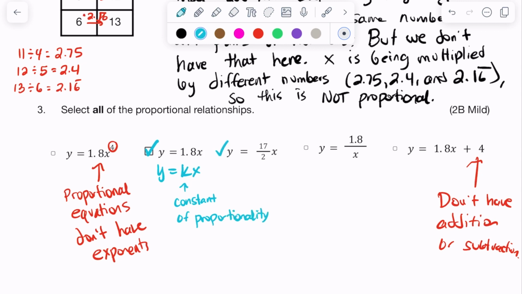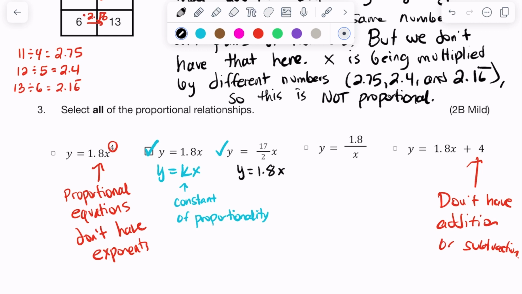Oh, I'm missing my thing, but that one's also right. Okay, 17 divided by 12, that's a fraction, but that doesn't change anything if we rewrite this. If you just do 17 divided by 12 in a calculator, you'll get 1.8. So this is actually the same equation as that one, just written in fraction form. So that's also right. X is being multiplied by a constant number, and you get y.